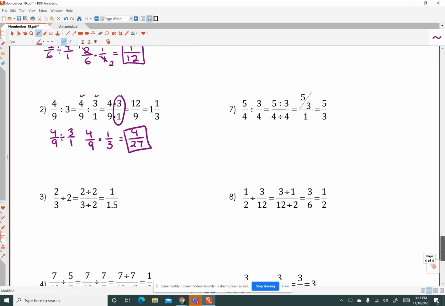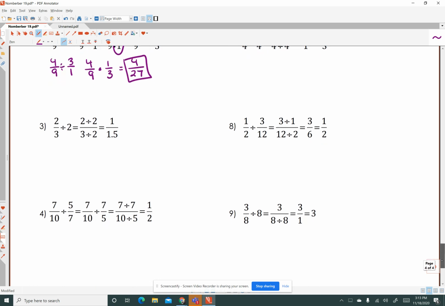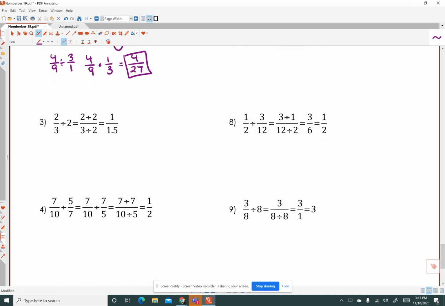Number 3, let's see what they've done here. 2/3 divided by 2. Okay, so it should be 2/1, and they put 2/2. So there's our mistake. Let's redo this. 2/3 divided by 2/1, which we rewrite as multiplying by the reciprocal, which is 1/2.